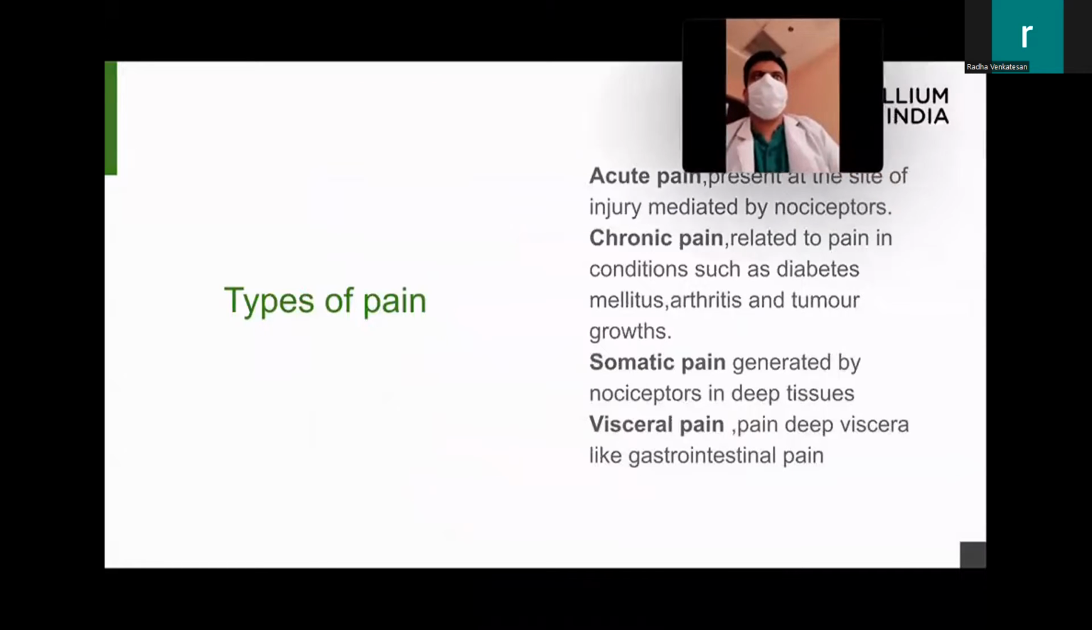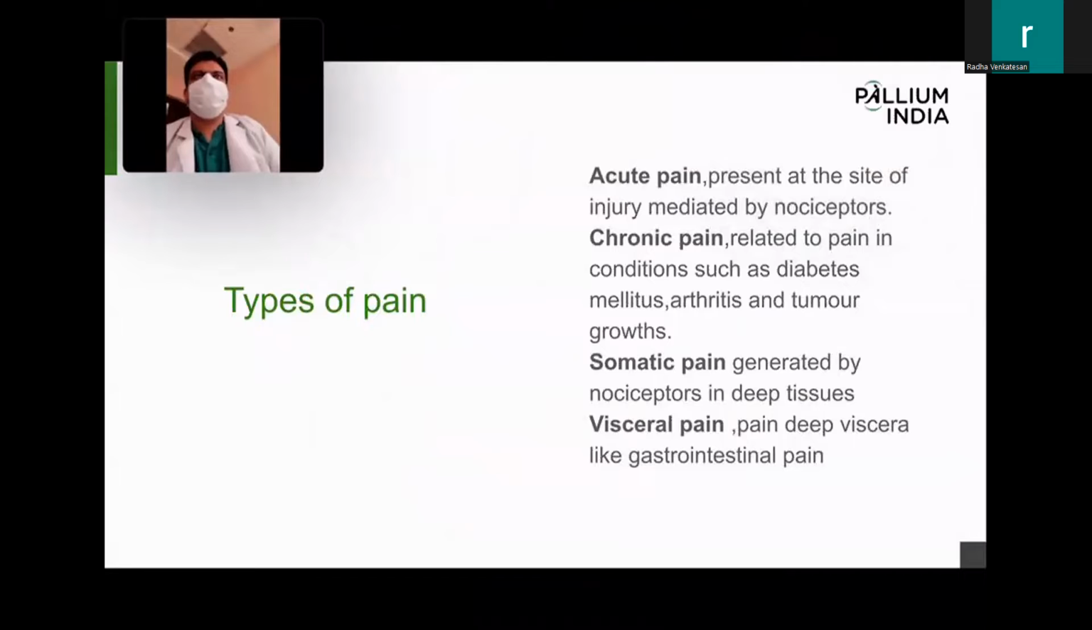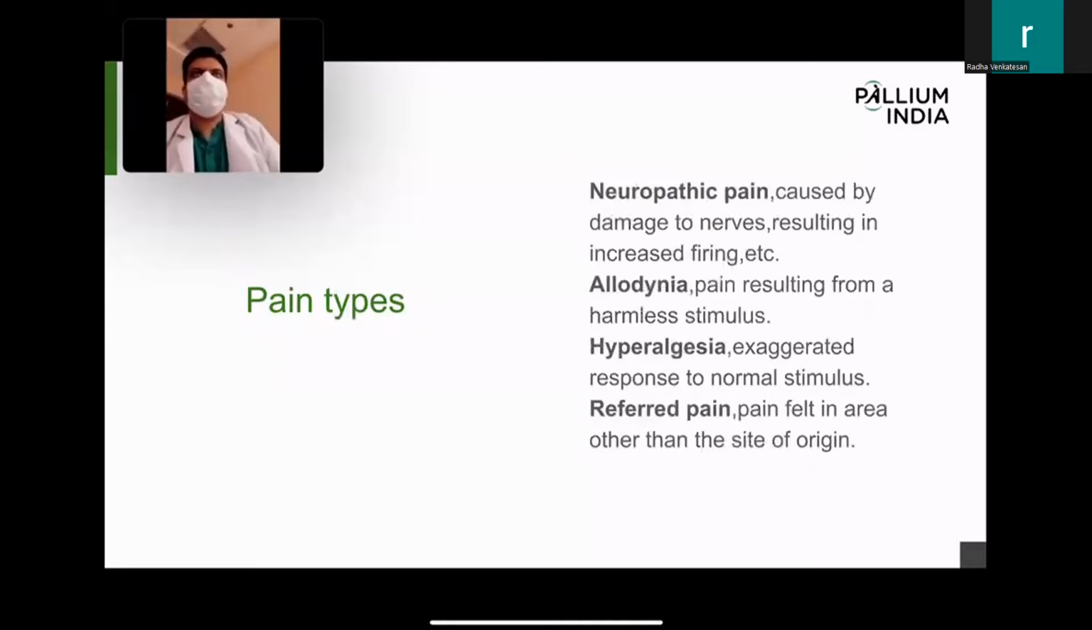Acute pain is one that is present at the site of injury, mediated by nociceptors, and it is short-lived. Chronic pain is related to pain in conditions such as diabetes, arthritis, tumor growths, etc. Anything which has lasted for more than a few weeks to months becomes chronic. Then we have somatic pain, which is generated in the deeper tissues. Visceral pain is from the gastrointestinal tract, which we mentioned earlier, due to mechanical distension. Then you have neuropathic pain caused by damage to nerves, resulting in increased firing, etc.